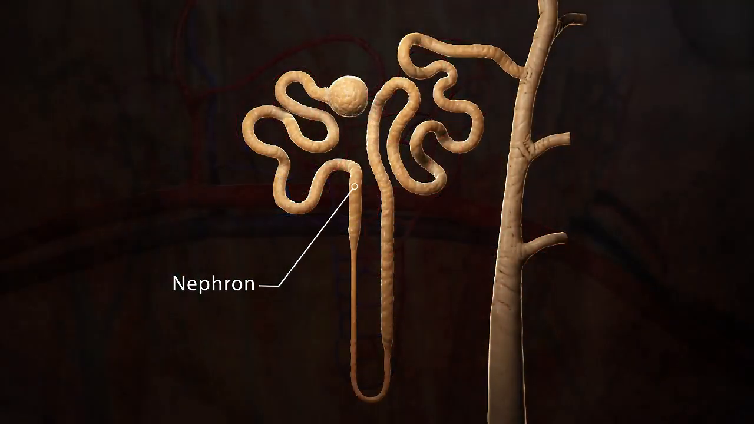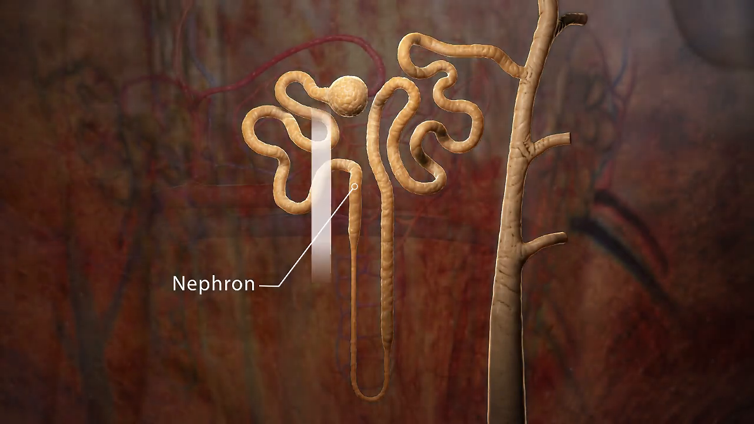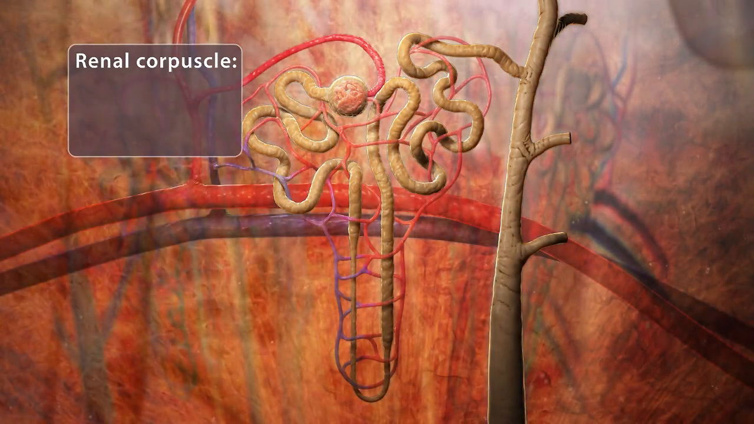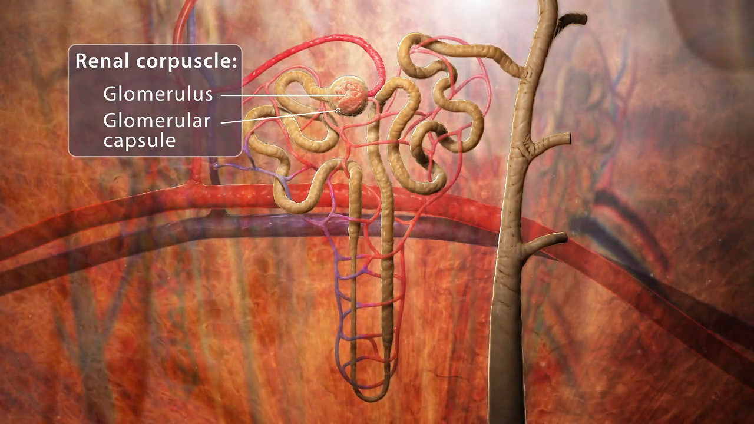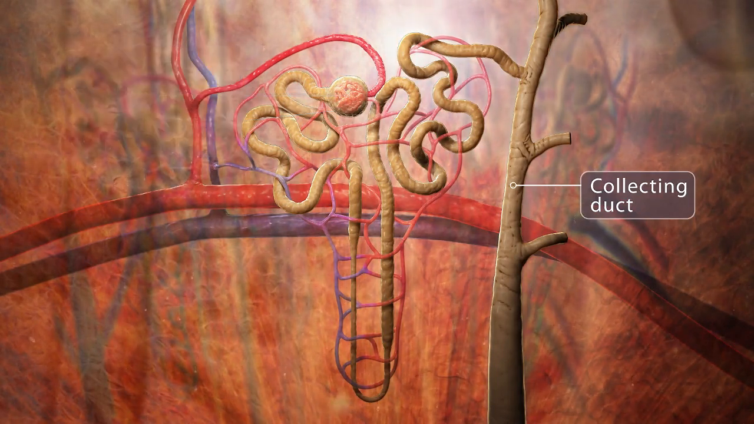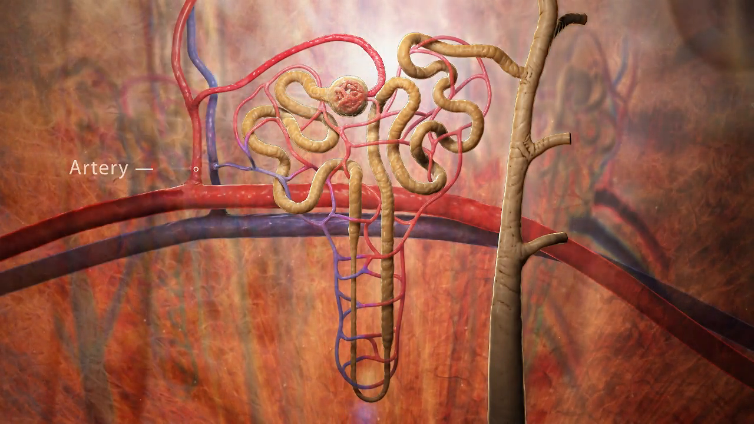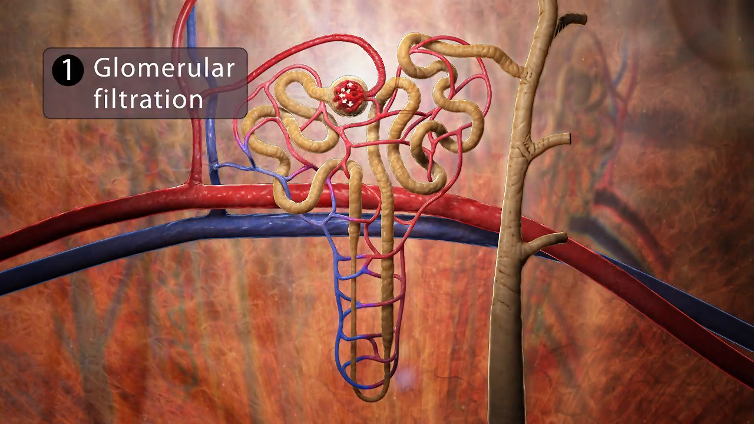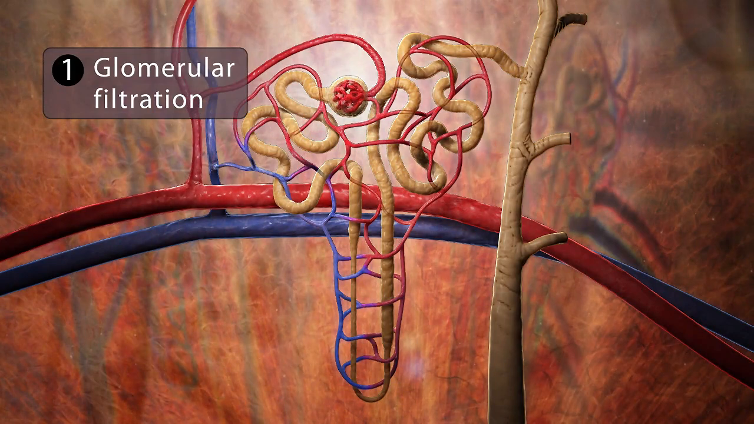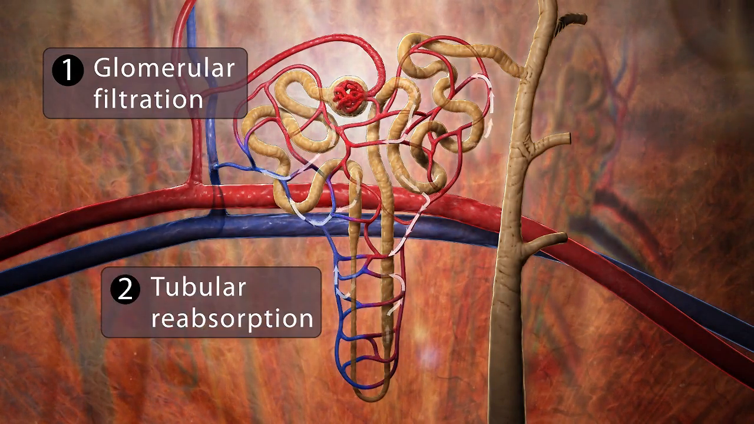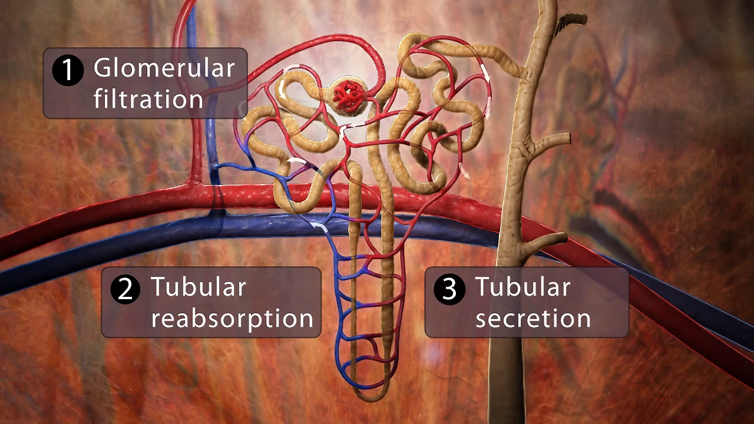The nephron, the functional unit of the kidney, is a U-shaped microscopic tube that begins at the renal corpuscle, where blood interfaces with the renal tubule and ends by draining into a collecting duct. Between the tubular nephron and its blood vessels, three functions occur: glomerular filtration, tubular reabsorption, and tubular secretion.